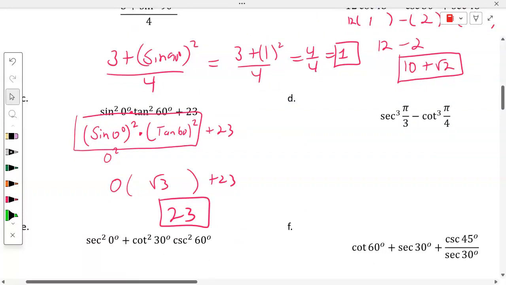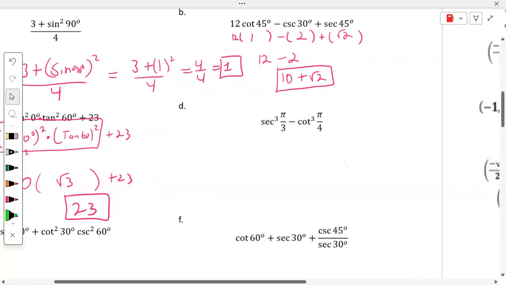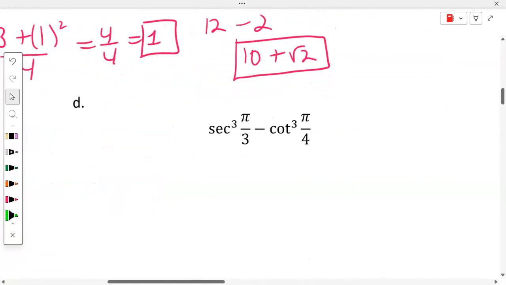All right, now let's try some in radians. Maybe I'll do 1 or 2 more and then call this because I don't want this video to get too long. So the secant to the third power.